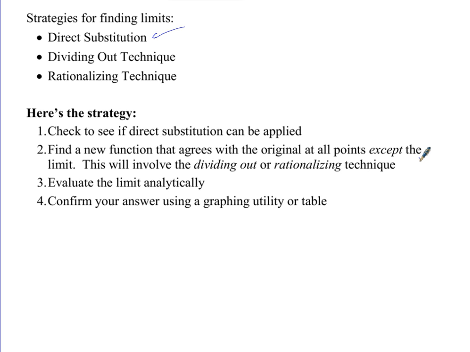So what you're doing is you're creating a brand new function that has, if you were to graph it, exactly the same graph with the exception of that discontinuity, so that now you can actually evaluate the limit. Then you're going to evaluate the limit analytically and then confirm your answer using a graphing utility or a table, just to make sure that what you're doing is correct. So that's sort of our way of making sure that you understand what's going on.